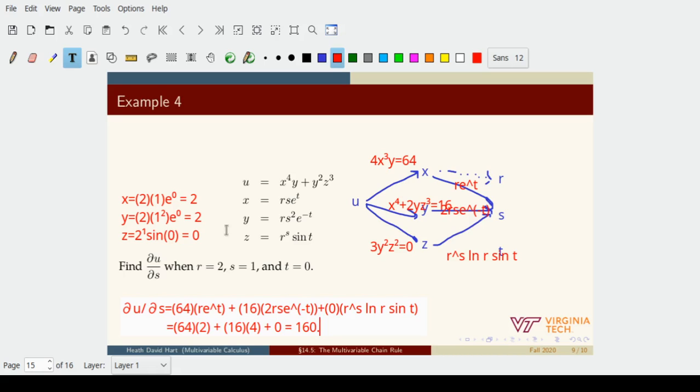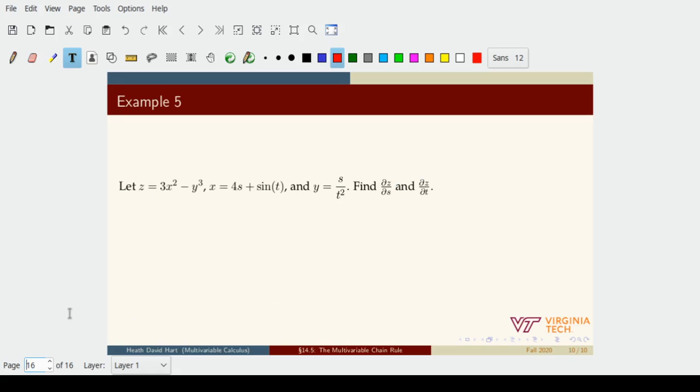All right. Sorry, this diagram got kind of messy. Let's move on. Last example. Z is 3x squared minus y cubed. X is 4s plus sine t. Y is equal to s times t squared. Find the derivative of z with respect to s and the derivative of z with respect to t.